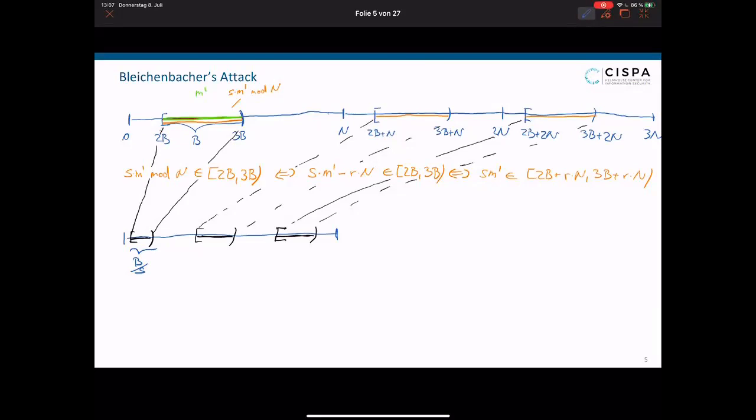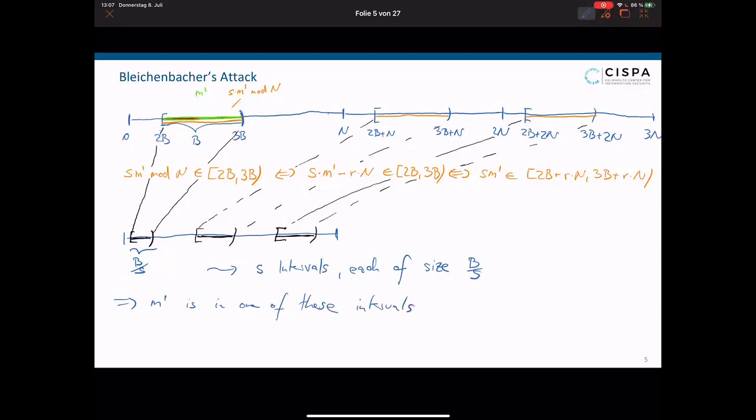But essentially, what that means is you're getting s intervals here, each of size b divided by s. Okay, and we know that m prime is in one of these intervals.